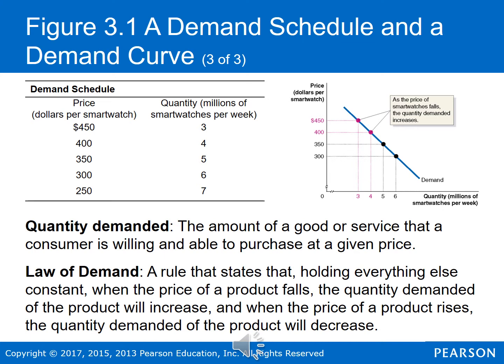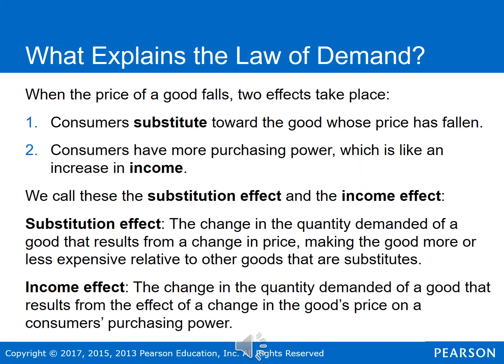Now we can see from our demand graph that the demand curve slopes downward. So now the law of demand is a rule that states that if we hold everything else constant, when the price of a product falls, the quantity demanded of the product increases. And when the price of a product rises, the quantity demanded of that product will decrease. And this should be fairly intuitive. We're all consumers ourselves of many goods. When the price falls, we're willing and able to purchase more of a good. So this should make sort of intuitive sense for us.